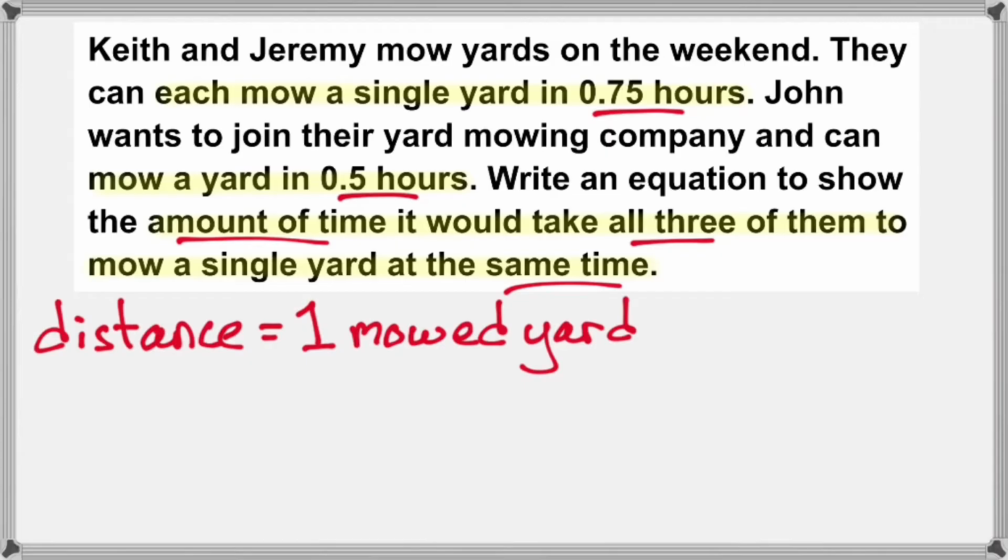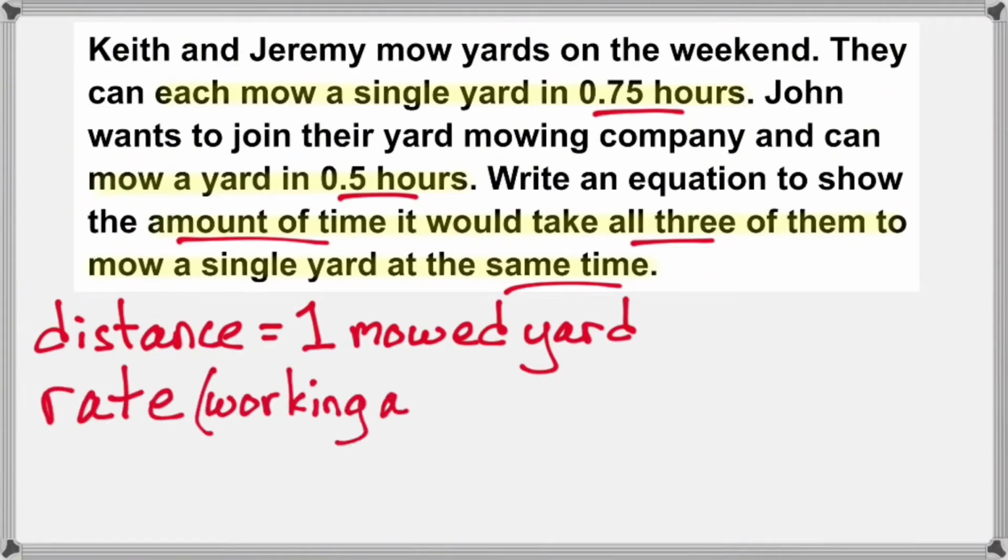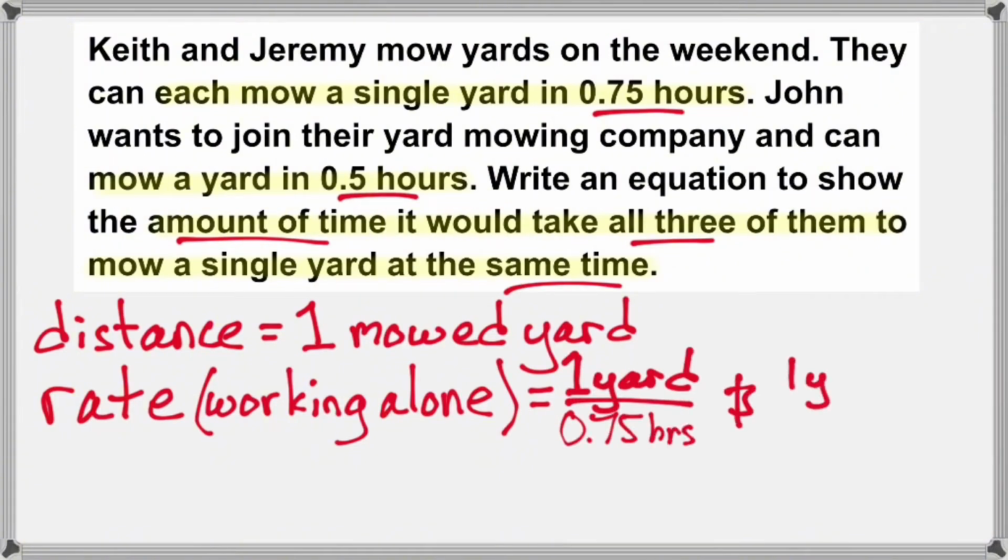So the distance that we're traveling in this case, the unit of distance, is 1 yard being mowed. The rate, in this case, is the amount of time it takes them working by themselves. Again, you can see in the beginning, Jeremy and Keith mow a single yard in 0.75 hours, and rates are supposed to be set up as a fraction. So 1 yard over 0.75 hours. That means 1 yard per every 0.75 hours. And that works for Keith and for Jeremy.